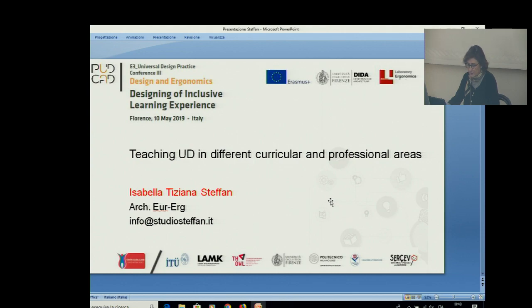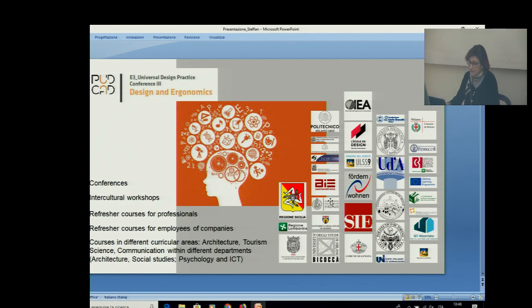Universal design principles are fundamental requirements for development of an aware and effective approach to the issues of sustainability and social inclusion. Teaching offers the possibility of spreading not only theoretical concepts, but also projects, implementations, and good practices.